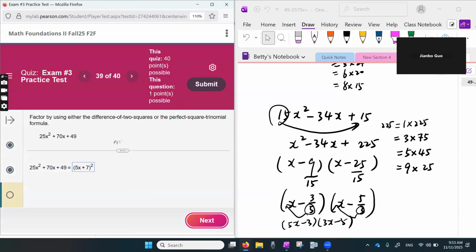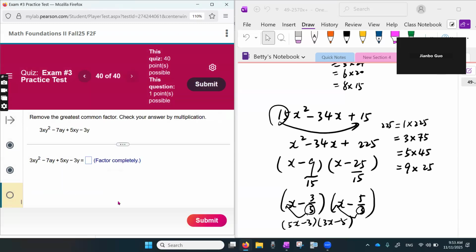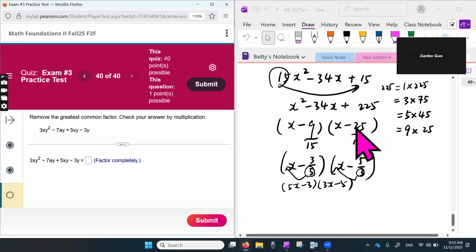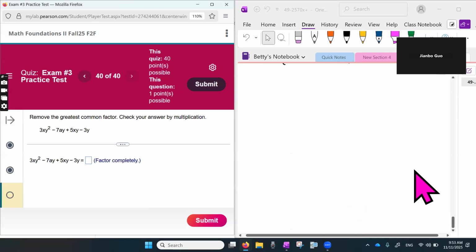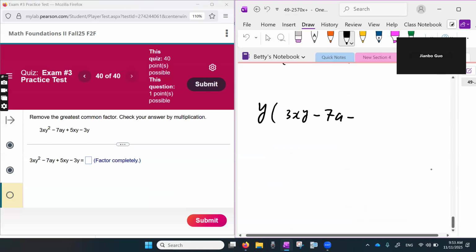The last question. Okay, 1, 2, 3, 4. Four terms. So let's see. Firstly, I notice the GCF is y. Let's factor y out. We have 3xy minus 7a plus 5x minus 3.